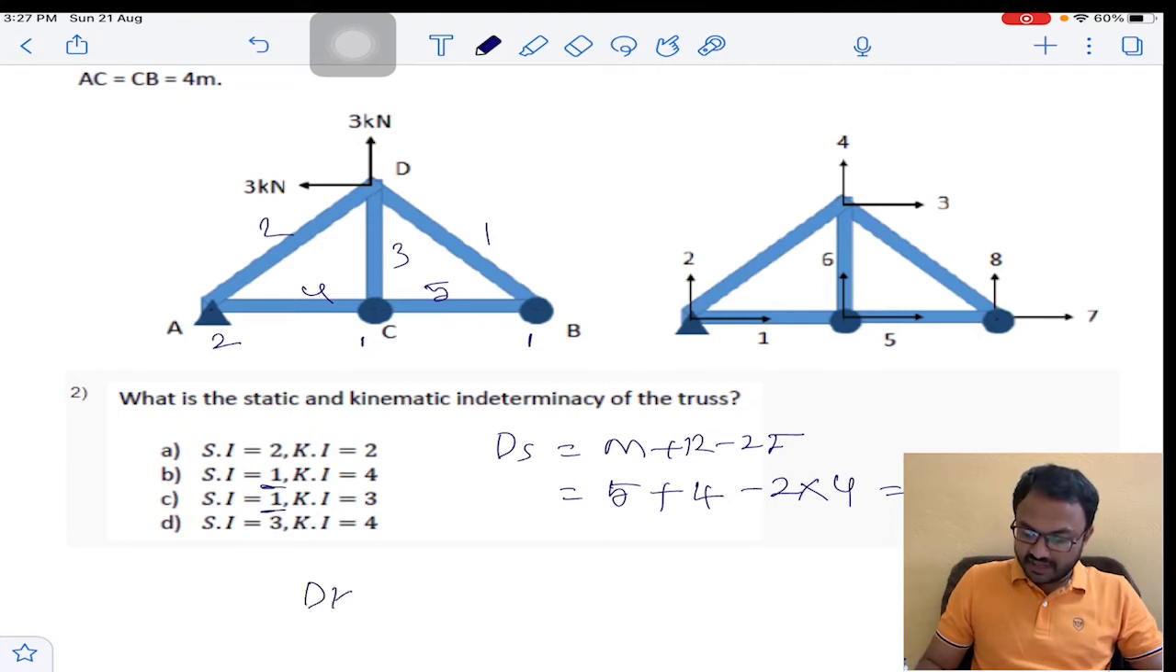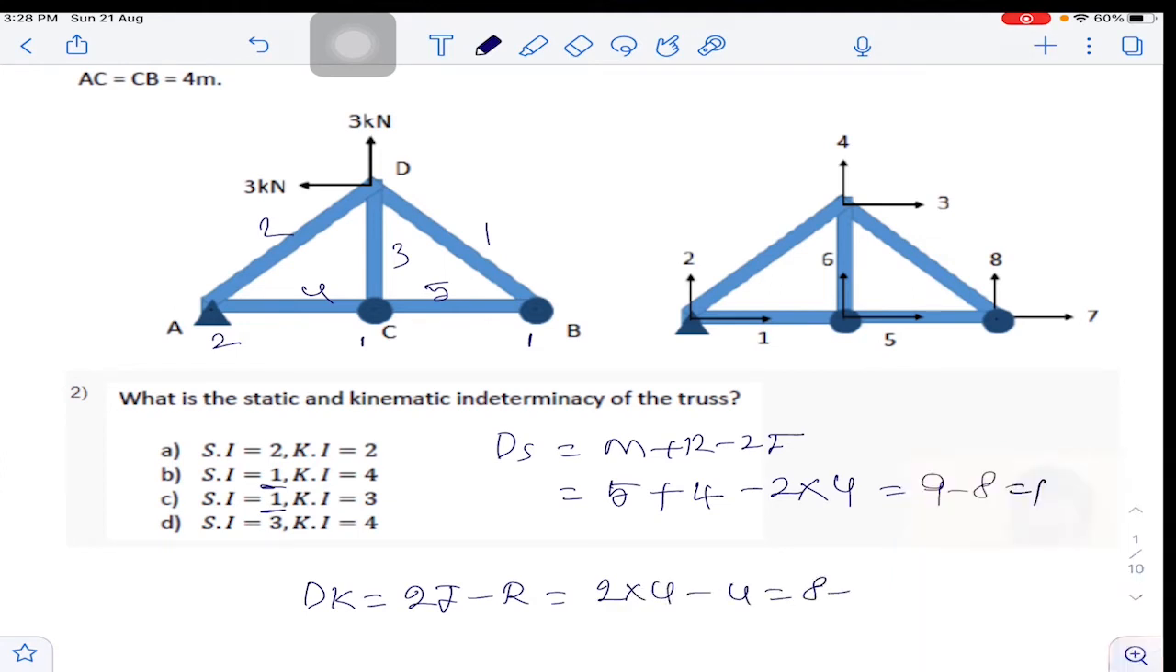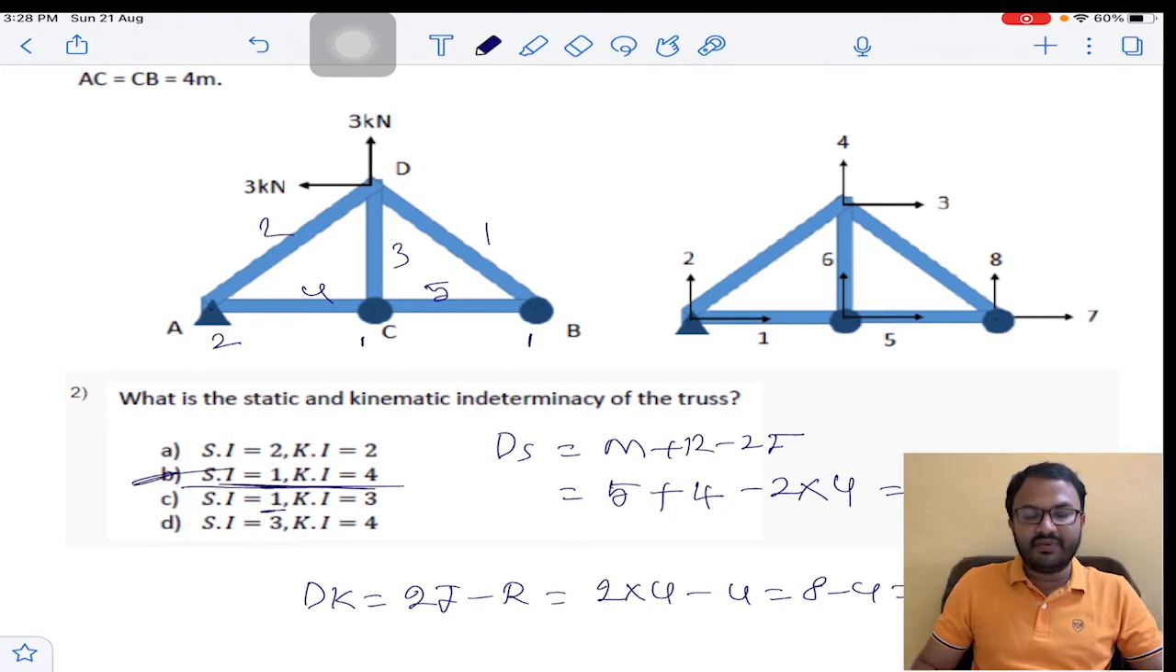Now degree of kinematic indeterminacy is equal to 2j minus r. That is number of joints into 2 minus number of reactions. Number of joints are 4 and the number of reactions are 4. So that is 8 minus 4 is equal to 4. So 1 and 4 are the correct answer. Option B for question number 2.